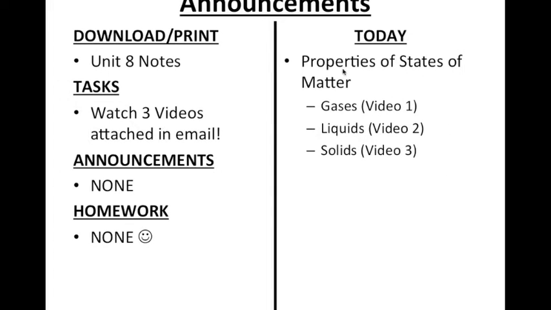The 3 videos we will cover today will talk about the properties of each of the states of matter. So the first video will look at the properties of gases, the second video will look at the properties of liquids, and the third video will look at the properties of solids. So let's get started. This is video 1, so let's get started on gases, the properties of gases.